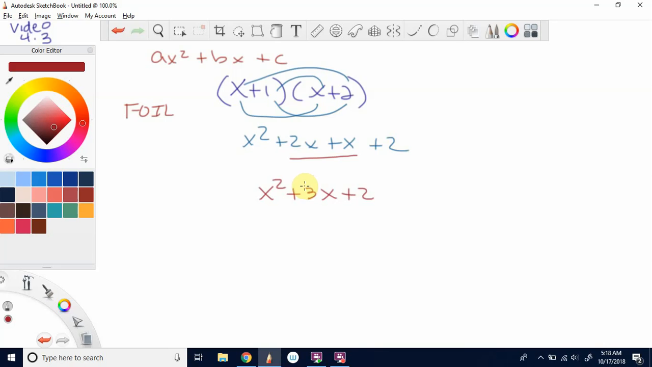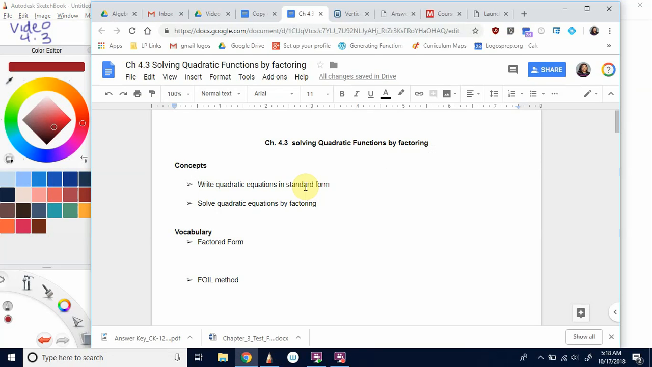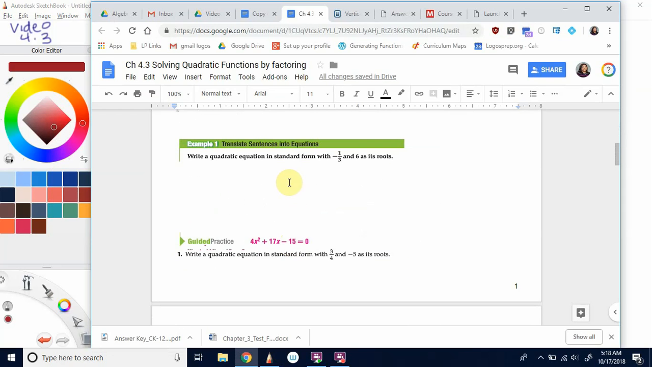So let's go through the examples. We're not going to spend a lot of time because most of this chapter is factoring. The only difference is we're factoring so we can solve for our zeros, our roots, our solutions, and our x-intercepts. All right, so let's look at example 1. It says, write a quadratic equation in standard form with negative 1/3 and 6 as its roots.